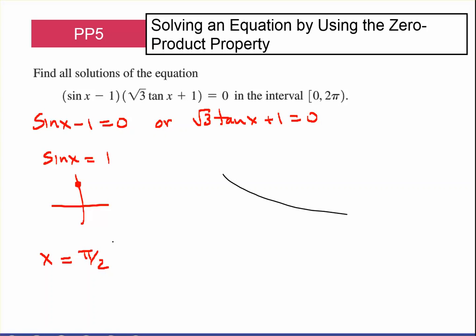Then I start solving the other one. Subtracting 1 from both sides, dividing by root 3 gives me a negative 1 over root 3.